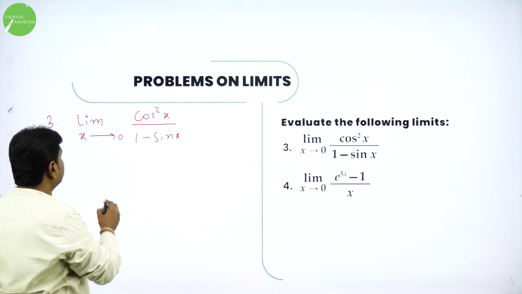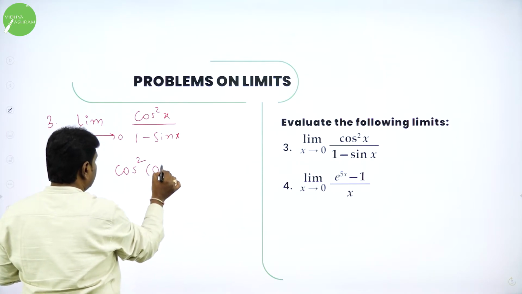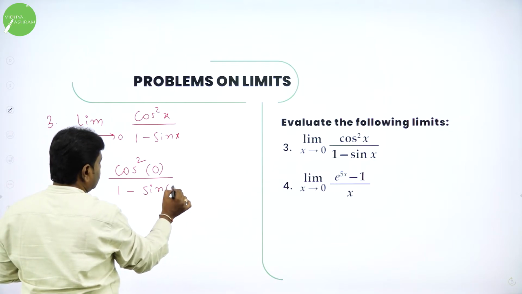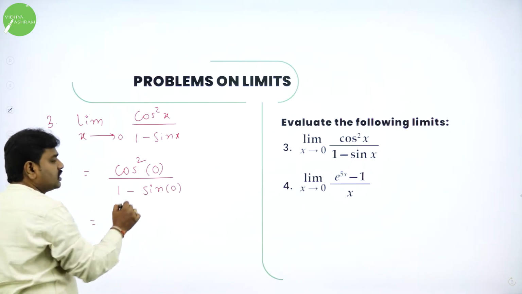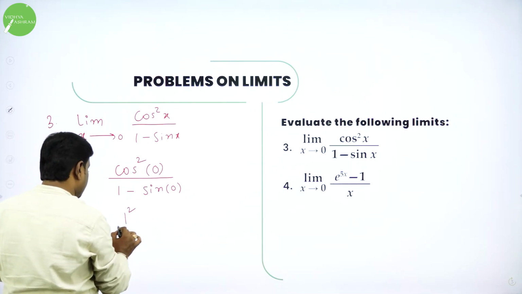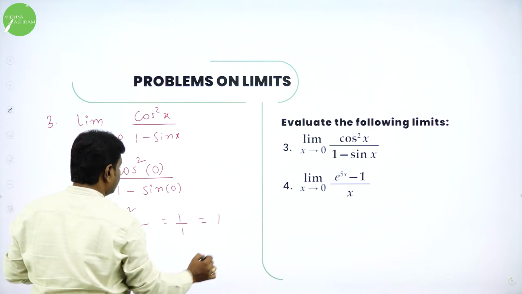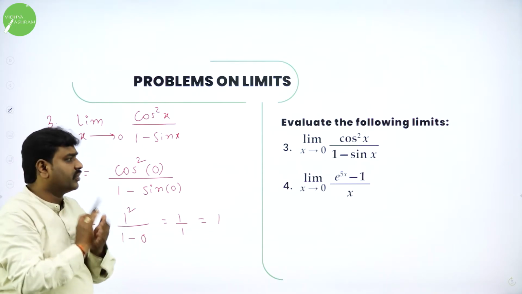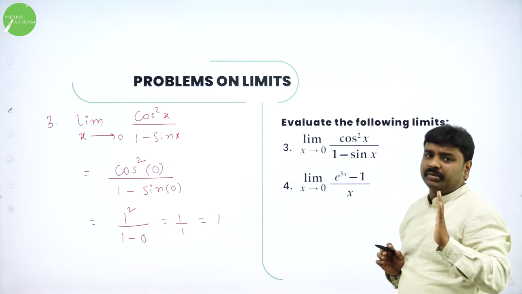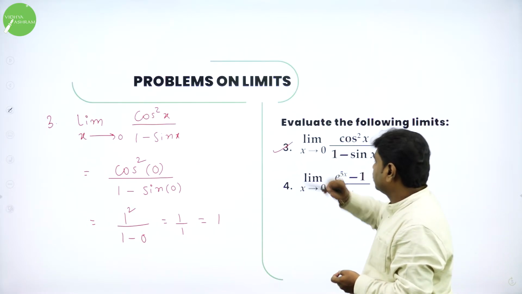So in the place of x I will put 0 and try. I will get cos square 0 divided by 1 minus sin 0. No simplification. Cos 0, all of you know what cos 0 is? 1. Cos 0 is 1, squared, divided by 1 minus sin 0, which is 0. So I'll get 1 by 1, and 1 by 1 is 1. We can get the answer. No simplification is required. So x is tending to 0, and in the place of x, if you put 0, you will not get an indeterminate form. You will get a finite value. We got it, so now we are done.